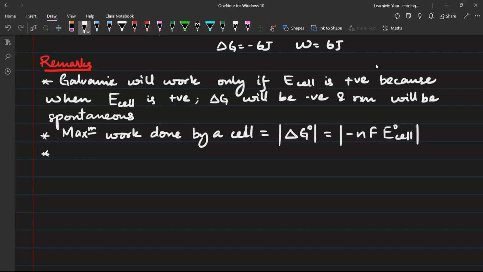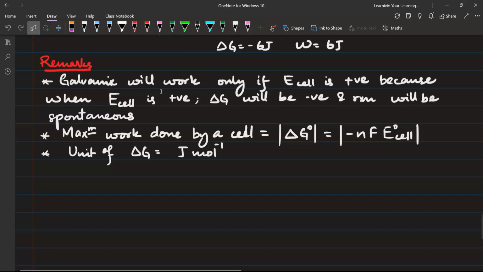Also you can write one more point that the unit of delta G, whether you use G naught or G, is going to be in joules per mole. Joules per mole. Copy this down. Then let us do this part of the question that we had.